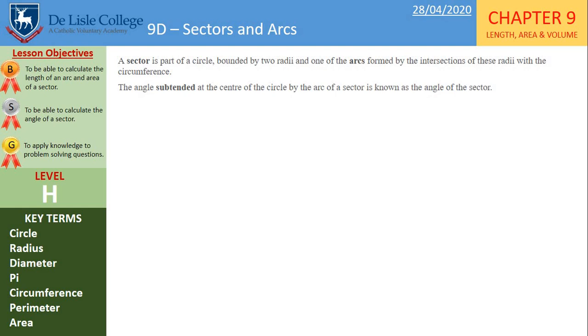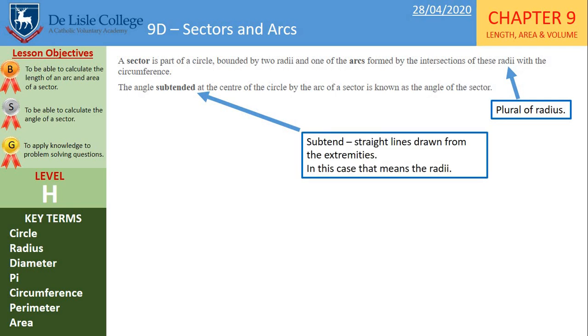Now, that seems very complicated, so we'll have a picture, and a couple of words first of all for a definition. So radii, that is the plural of radius. And subtended, to subtend something means we're going to draw straight lines from the extremities. In this case, that means the radii. So here's a picture that will make much more sense now.